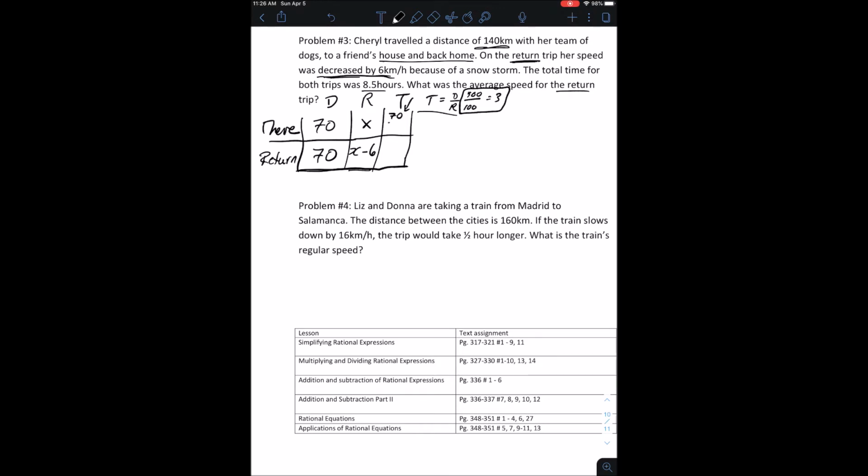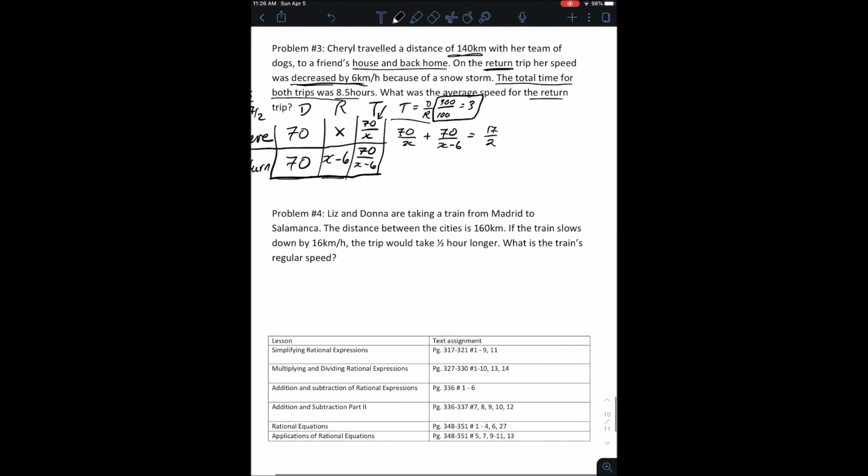So the distance is 70, the rate is x. And down here, the distance is 70 and the rate is x minus 6. It's 6 less. And now we're thinking, well, okay, great, I filled in the chart, but how do I get my equation? Right here: the total time for both trips was 8.5 hours. So if I think about 8.5, that's 17 over 2. So this time plus this time equals the total time. And there's my equation.